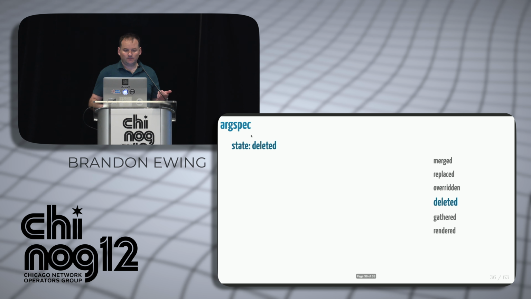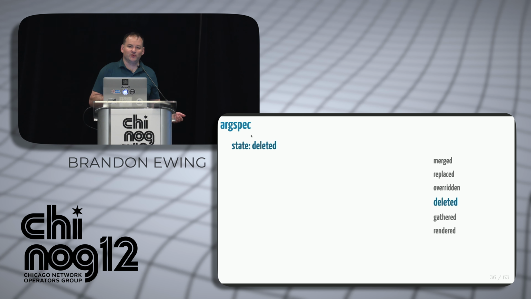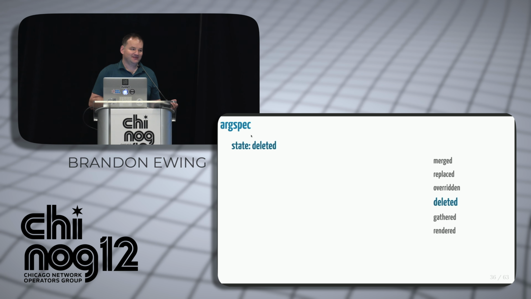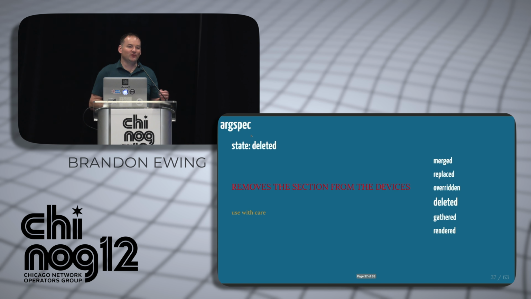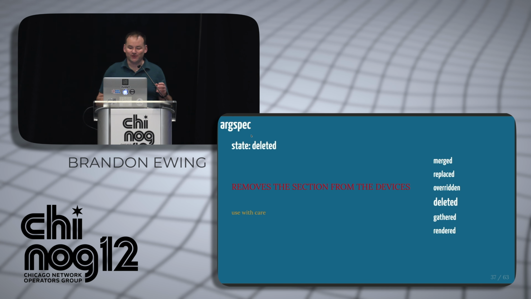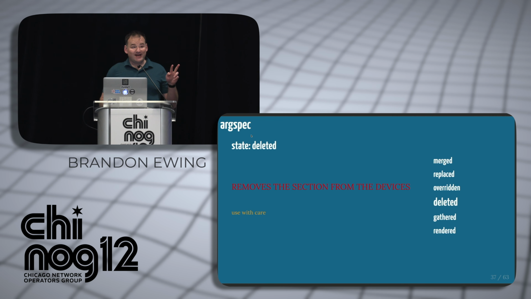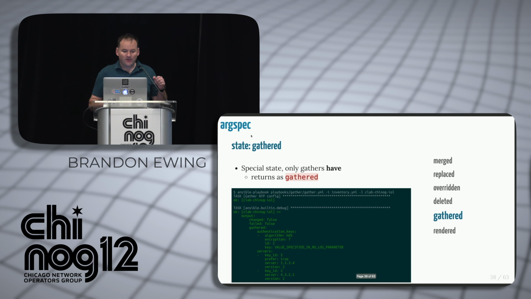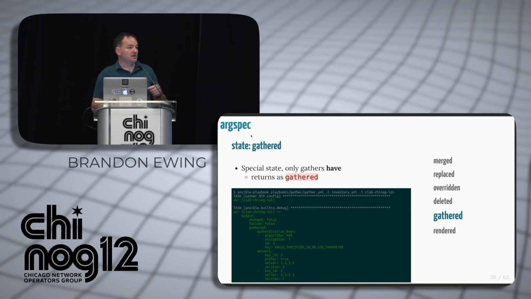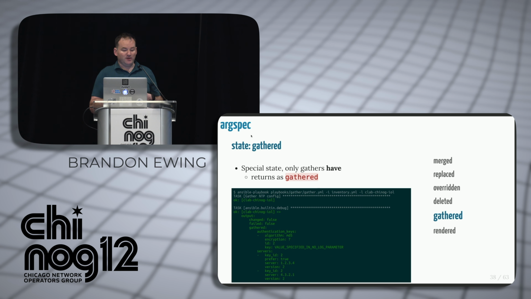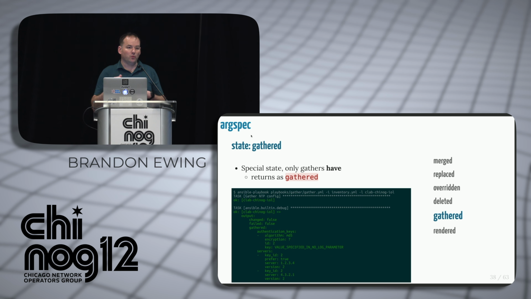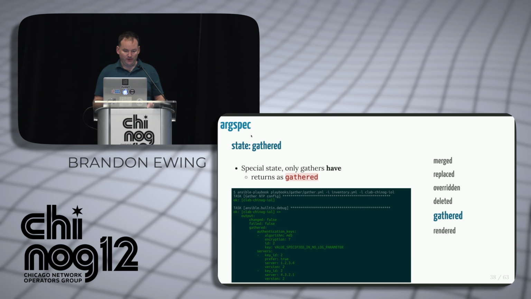The fourth state, deleted. Do I have any guesses as to what this one might do? It's pretty straightforward. It removes the section from the device completely. You should use this one with care. The last 2 states are useful when debugging. There is the gathered state. What it does is it goes out to your device, collects config, and prints out what the config module would be that would generate that config for you.